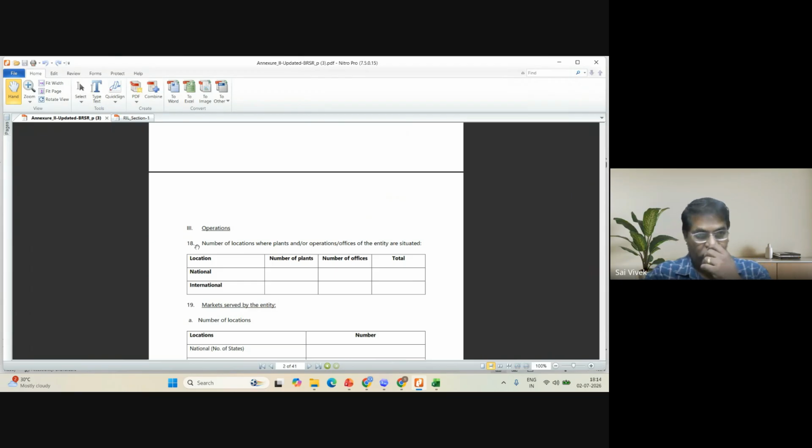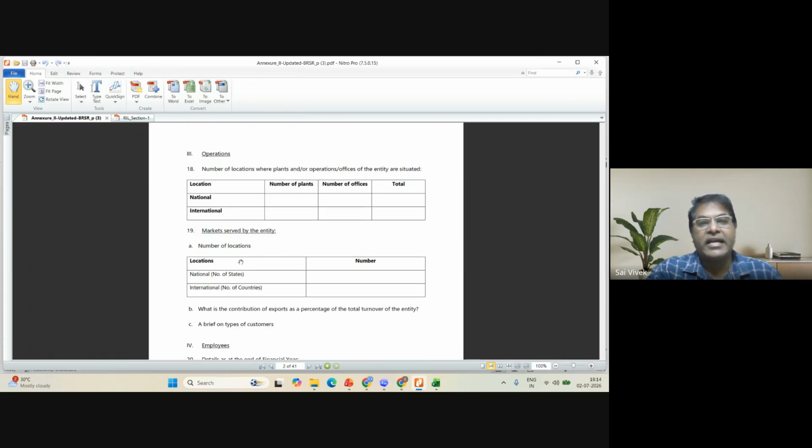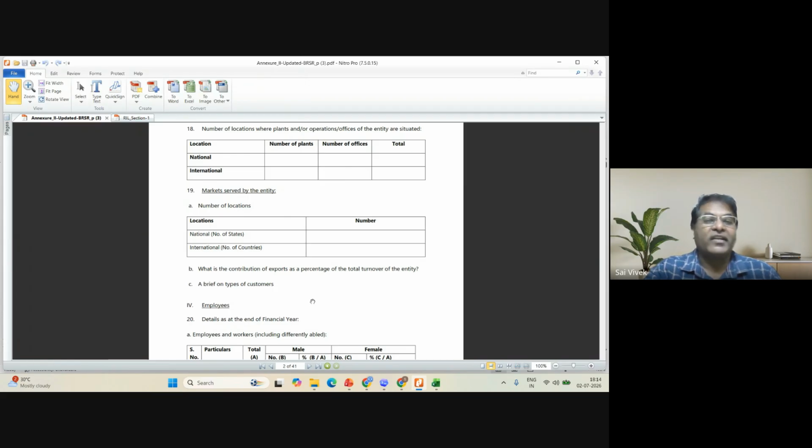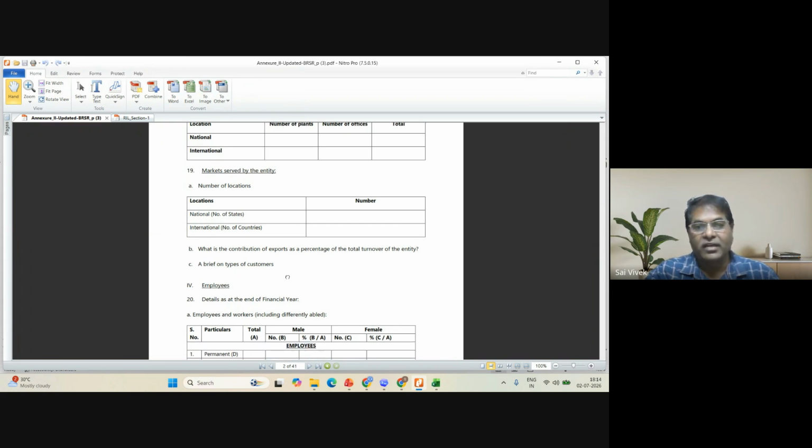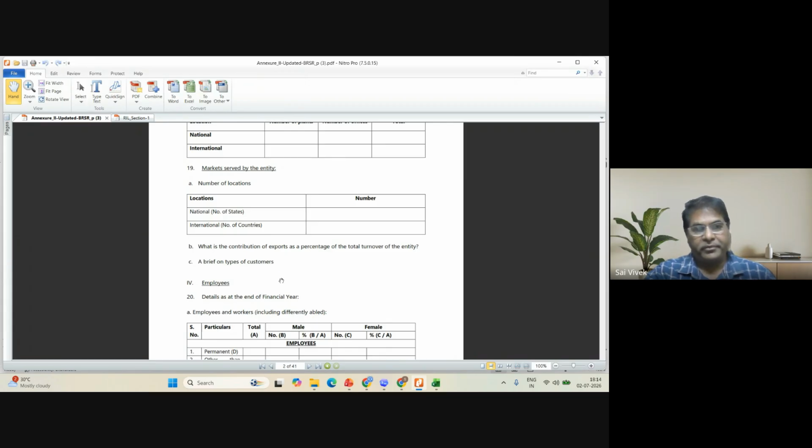This is in 18th. International and national. Number of plants present nationally and number of them present internationally. Number of offices present, the total of them, all these are given here. And the number of markets served by the entity. Number of locations nationally and internationally is provided here. The contribution of exports as percentage of total turnover, this percentage is given here. And a brief on types of customers, it's also given here.